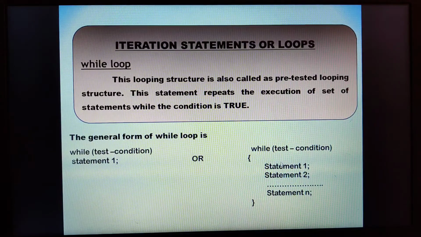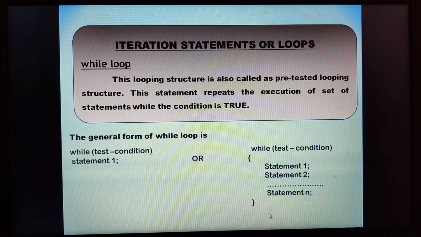Understood? And this set of statements keeps on repeating, it repeats the execution of these statements as long as the condition is true. Once this test condition becomes false, then the control automatically jumps to the next statement. I hope you can recall this explanation, which we have discussed in the previous video.